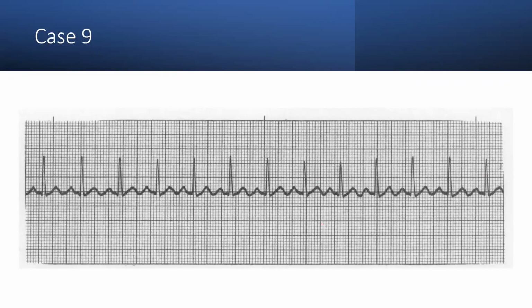Okay, if we take a look, the rhythm appears to be regular. And the rate: 1, 2, 3, 4, 5, 6, 7, 8, 9, 10, 11. So we have a heart rate of 110. So we could therefore eliminate that this is an SVT, because SVT begins with a heart rate of 160.